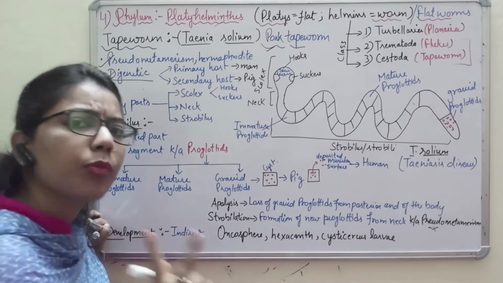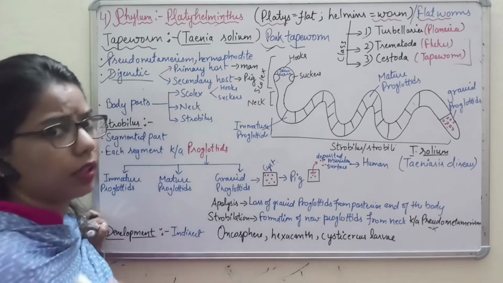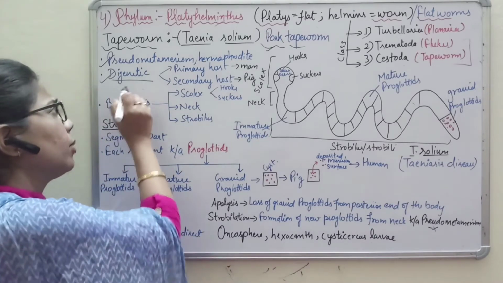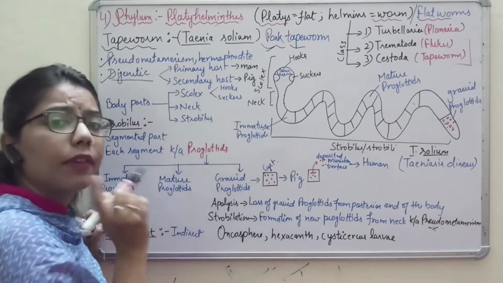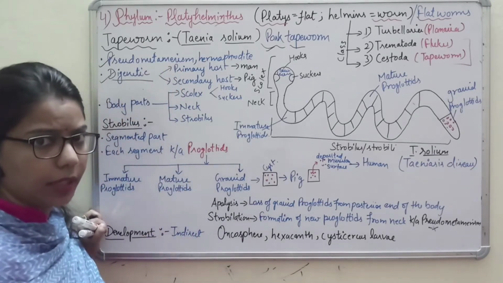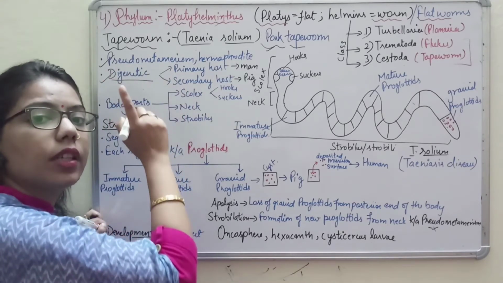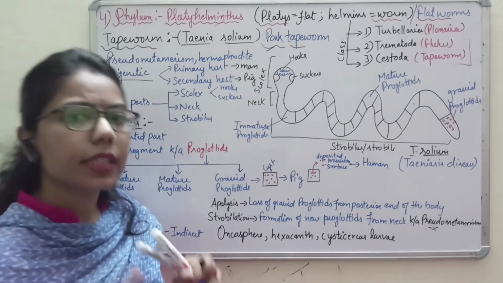Okay, what is the meaning of monogenetic? When it completes its life cycle only and only in one host. That is monogenetic. But here we are talking about digenetic. In digenetic, the tapeworm completes its life cycle in two hosts. It requires two hosts to complete its life cycle. The first one we call the primary host, and the other we call the secondary host.